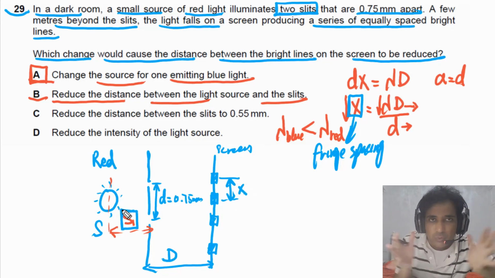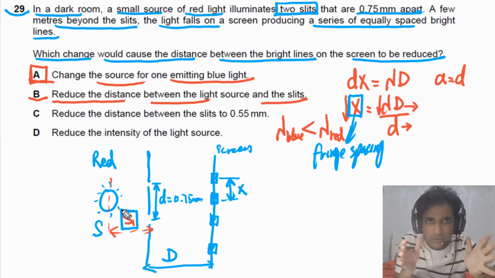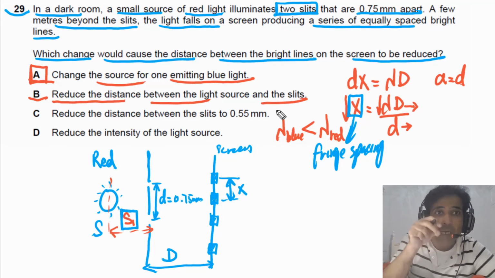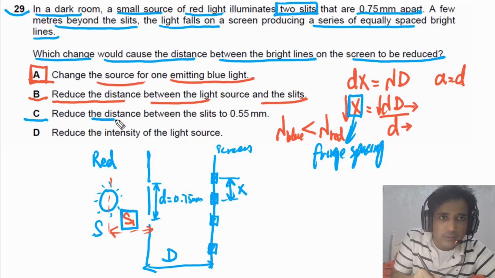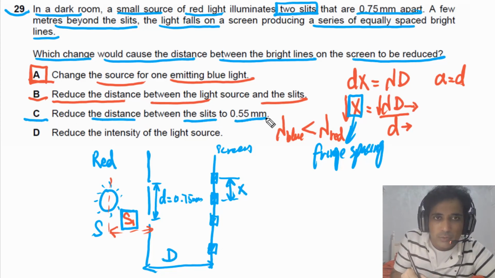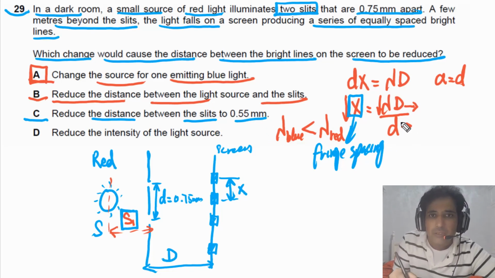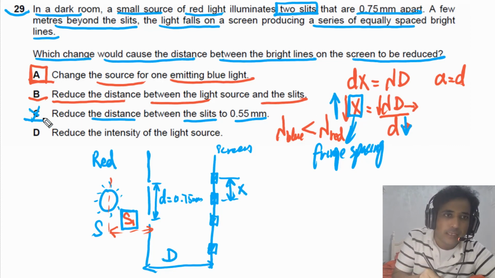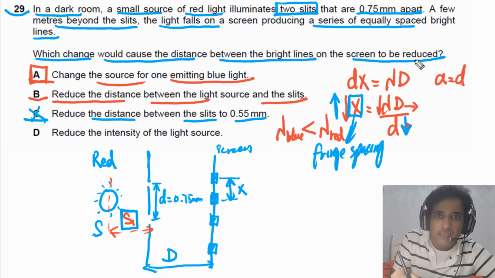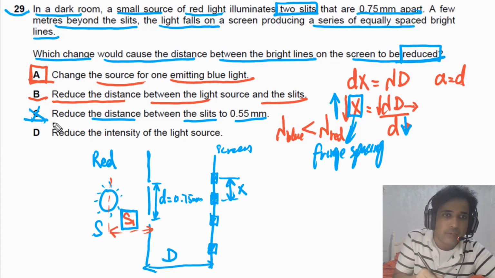But if we reduce this distance or increase this distance, it will have an effect on the brightness of the bright fringes. So this is also something we need to understand. Now if we go to part C, it says reduce the distance between the slits to 0.5 mm. This is telling us we reduce d. If we reduce d, it means x will increase, so this is not the answer because we need to find out when x will decrease. That's the reason C is not the right answer.